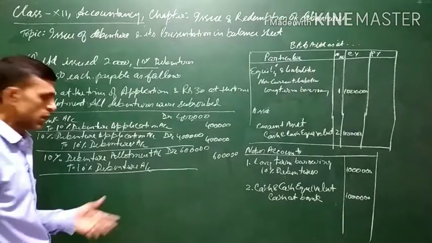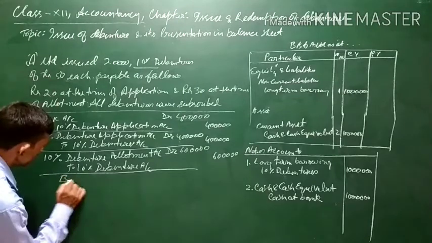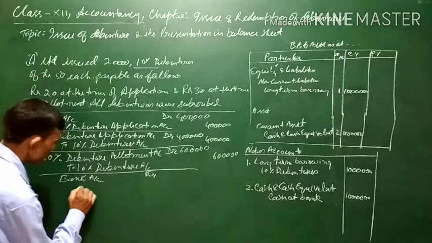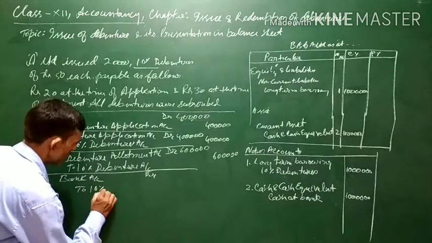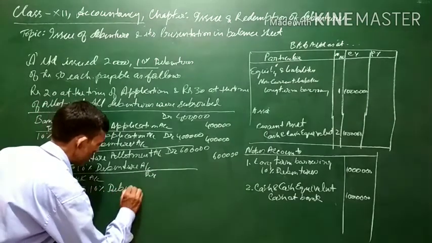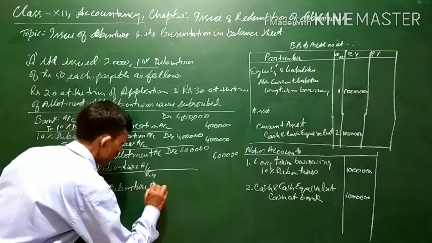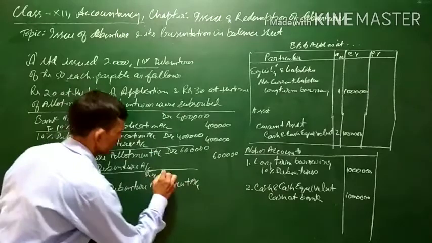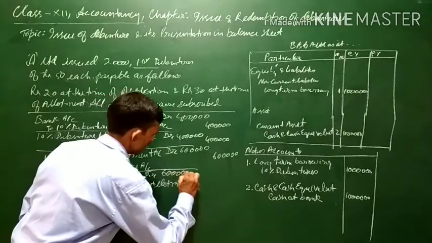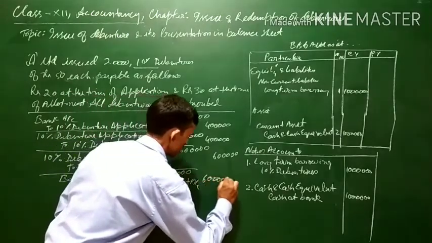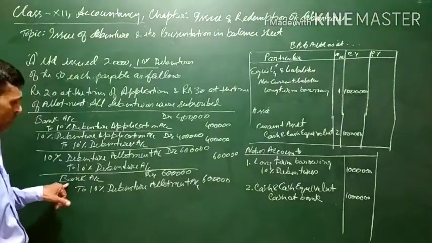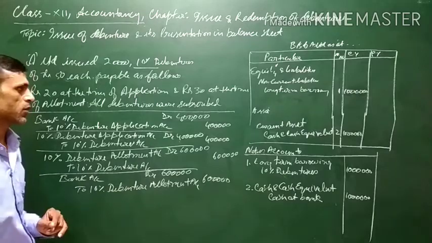And when the money is actually received, the entry will be bank account debit to 10% debenture allotment account. 6 lakh will be received when the debenture allotment money is received: bank account debit to 10% debenture allotment account.